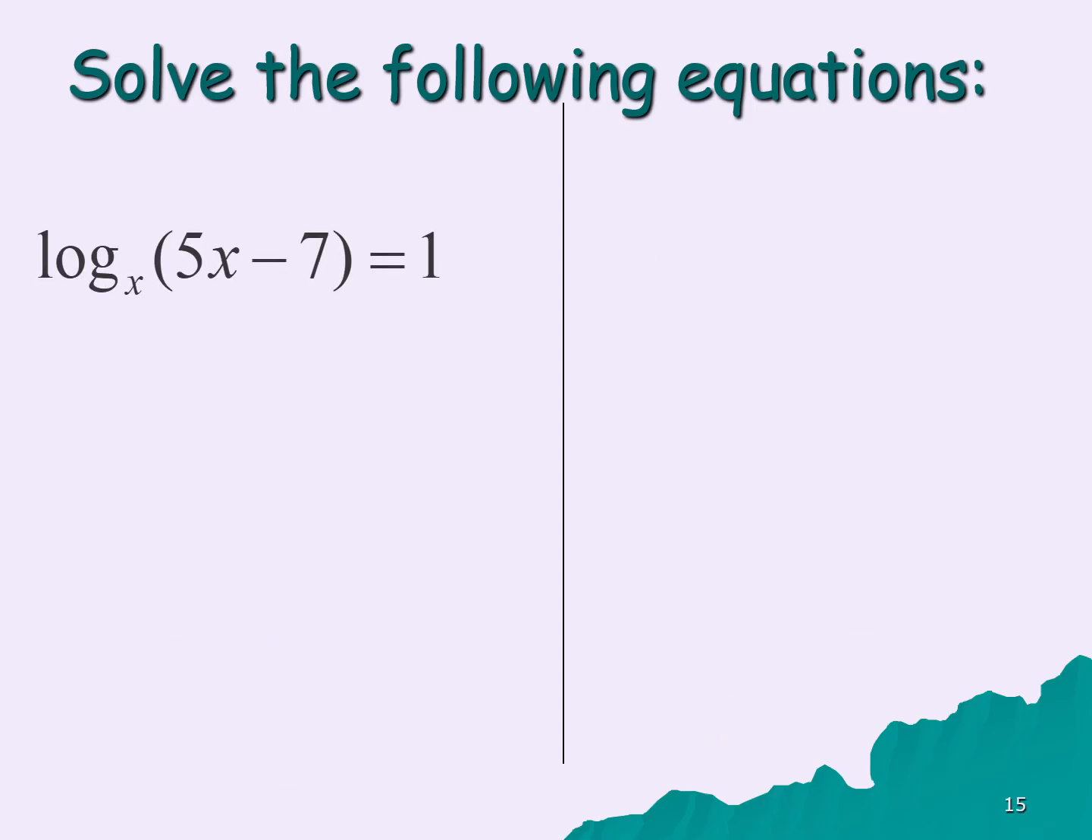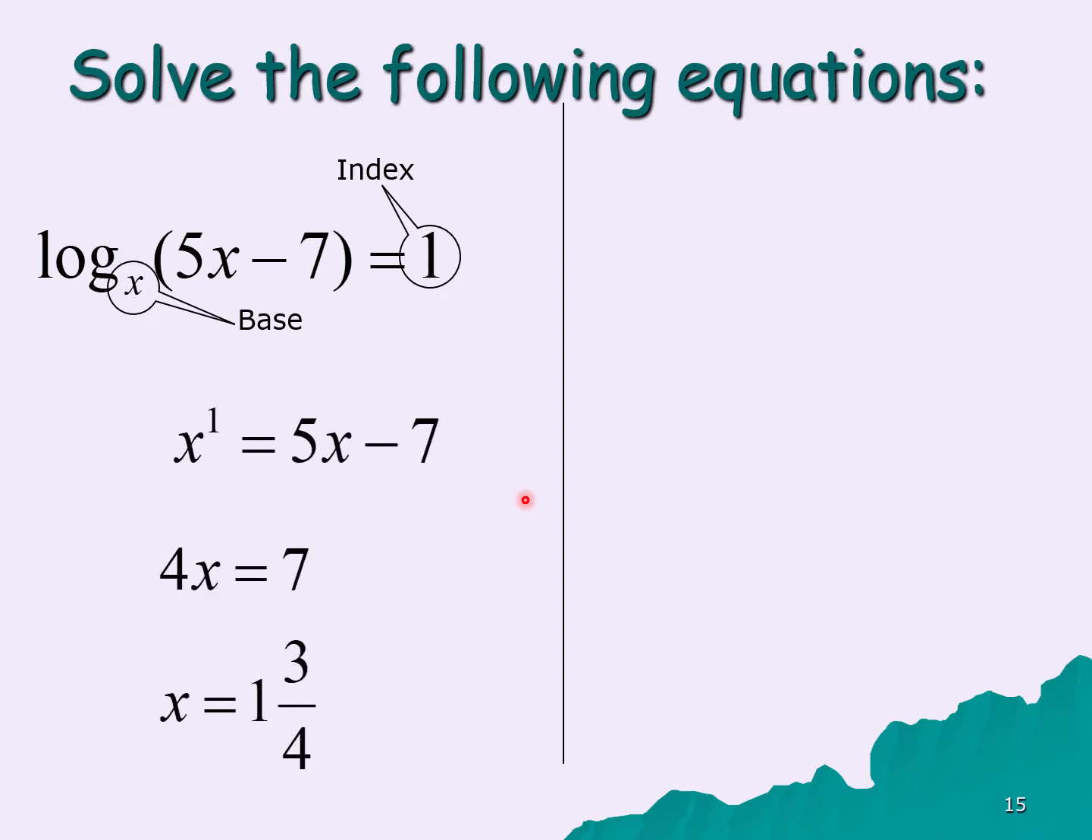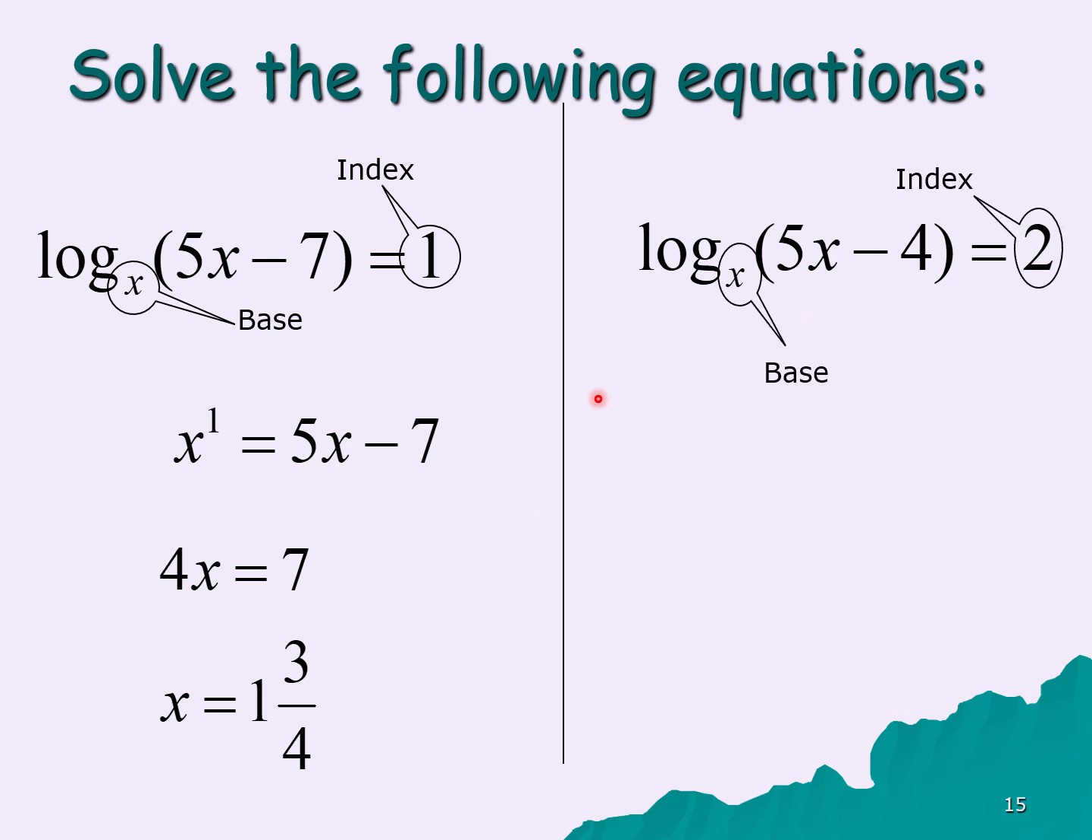All right, so over here, again, I'm going to apply the same thing. So I have base, so x to the power of 1 will give me 5x minus 1. So again, I solve these simple linear equations. I get x is equal to 1 3/4. Now let's take a look at the last question. Now the last question, I have it here. I have the base, which is x, to the power of 2. This gives me x squared equals 5x minus 4.